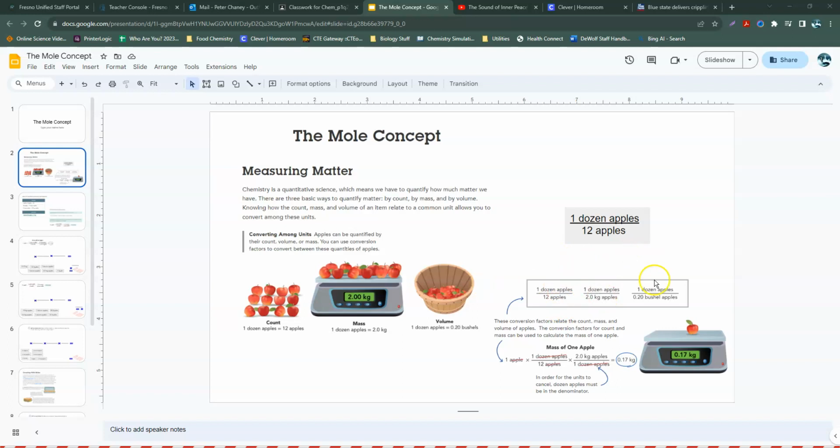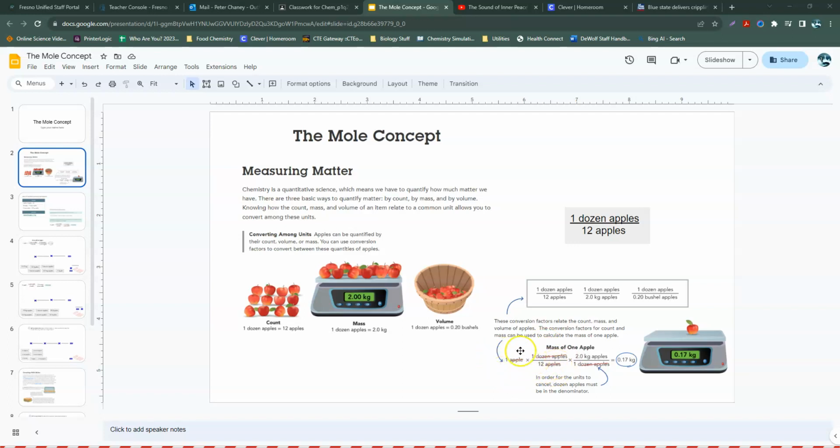So here's the conversion chart. 1 dozen apples equals 12 apples, 1 dozen apples equals 2.0 kilograms, 1 dozen apples equals 0.20 bushels. So how do we calculate for just 1 apple? We put 1 apple that we want to figure out what the weight is. We put the conversion chart for a dozen apples and 12. The reason we put it this way is because we want to cancel out like terms.